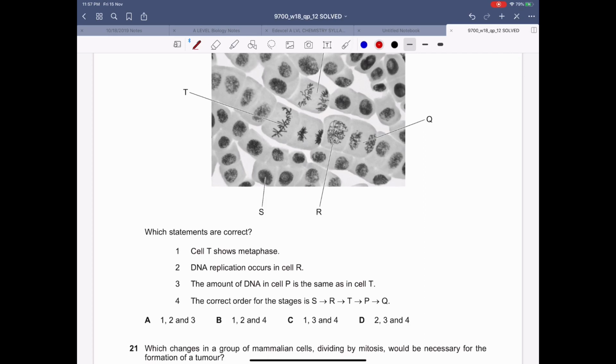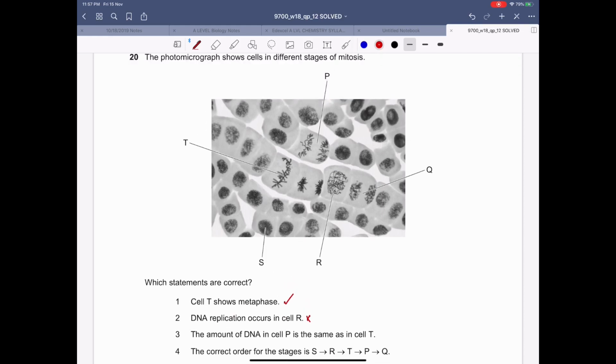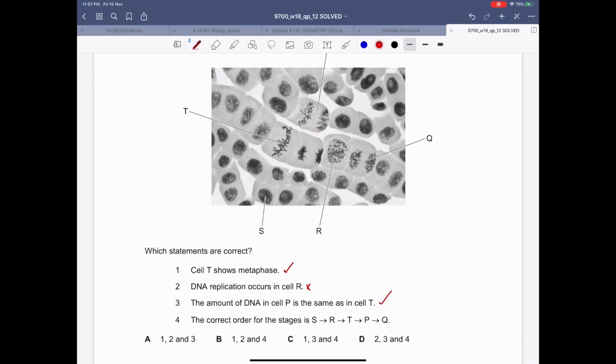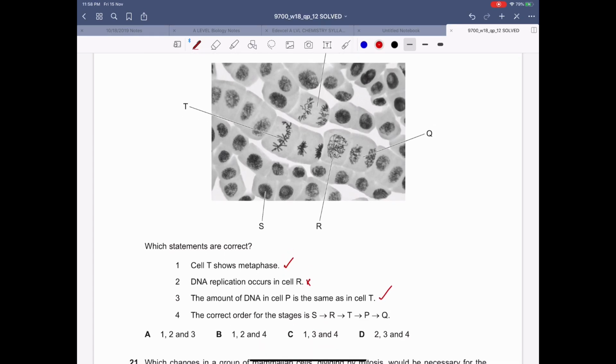Cell T shows metaphase. Cell T in fact shows metaphase. DNA replication occurs in cell R. Nope, that is wrong. The amount of DNA in cell P is the same as in cell T. Yes. The correct order of the stages is S followed by R followed by T, P, and then Q. Yes, that looks correct to me. So option 1, 3, 4, I would go with option C.